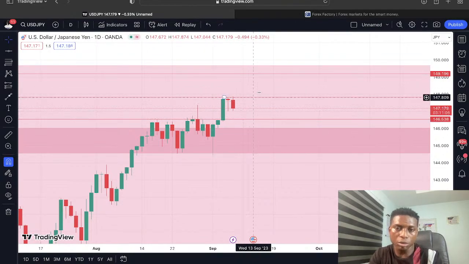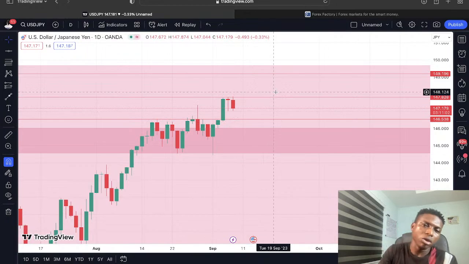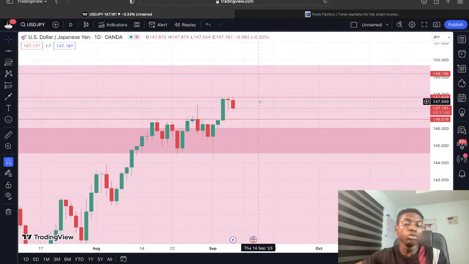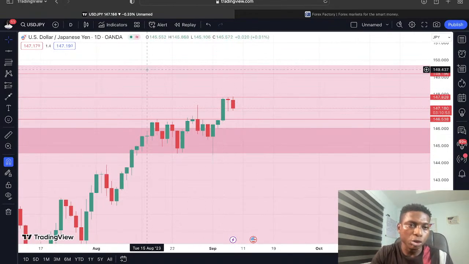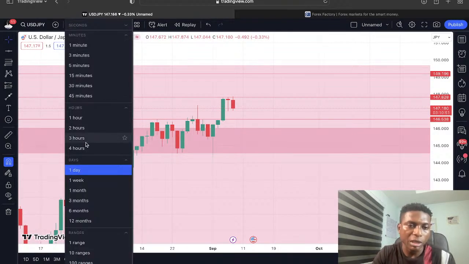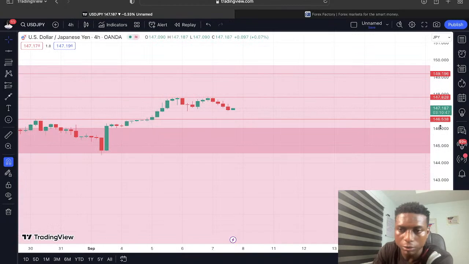Either of the two. You shouldn't do both, but either you choose to buy below or to buy above the price, or you can also set both to see whichever one triggers first and you close the other. So that is it for the USD JPY on the daily time frame. Let's go to the 4 hours time frame and see what we've got.